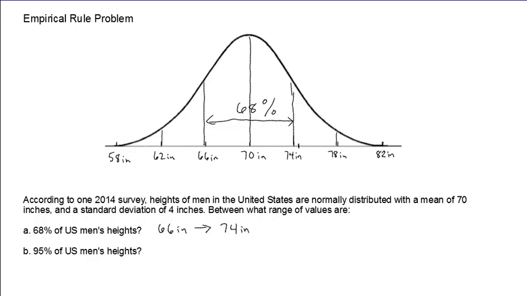And then according to the empirical rule, 95% of data values are found between 2 standard deviations of the mean. And so because of that, that means 95% of United States men would be between 62 inches and 78 inches.